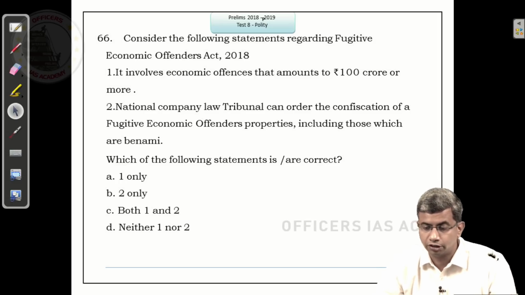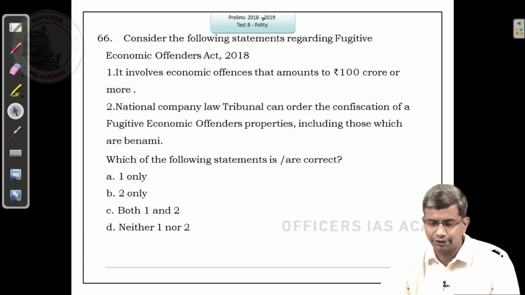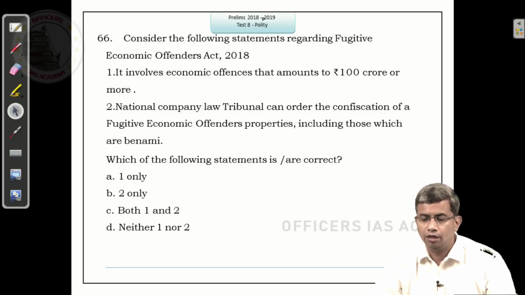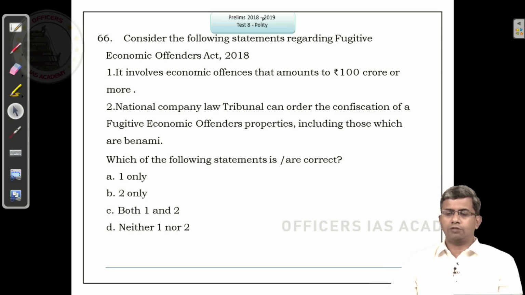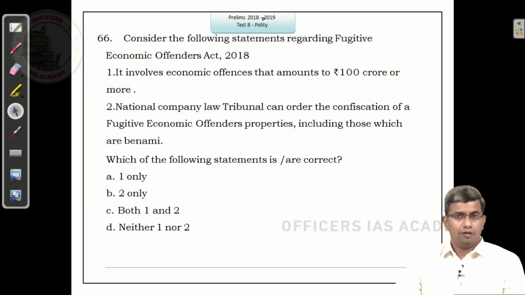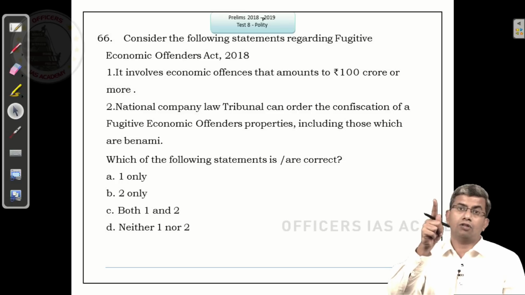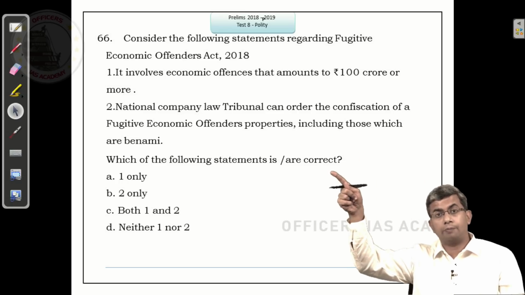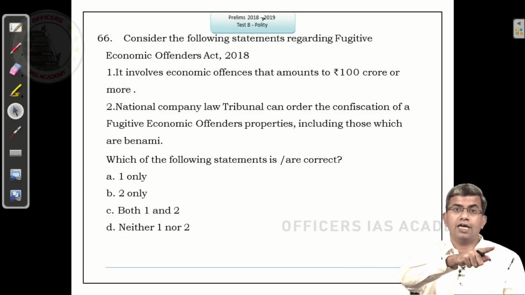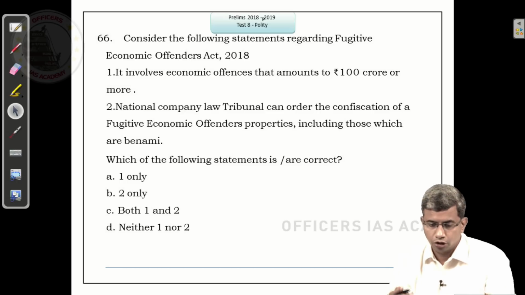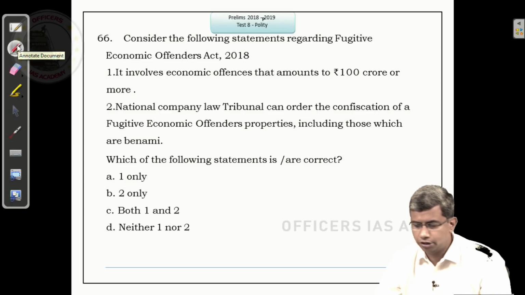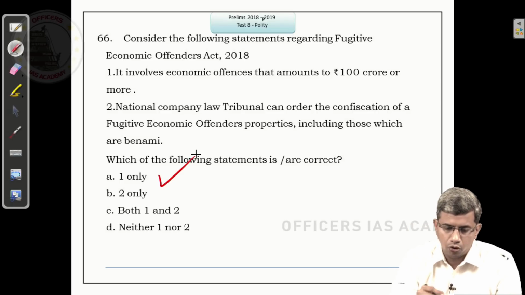It involves economic offences that amount to 100 crore or more. Yes, it does. National Company Law Tribunal can order the confiscation of fugitive economic offenders' properties, including those which are benami. Of course, the fugitive economic offenders' property can be confiscated, but there will be a special court set up, not the NCLT. Don't get confused. NCLT and DRT are authorities under the Insolvency and Bankruptcy Code, not under the Fugitive Economic Offenders Act. This is a proper judicial process which will be done by special courts. So the correct answer for this is 1 only.